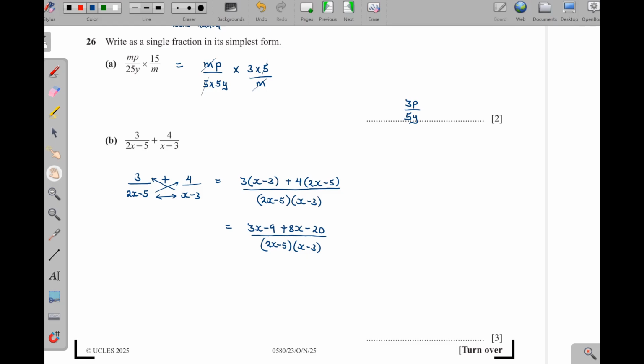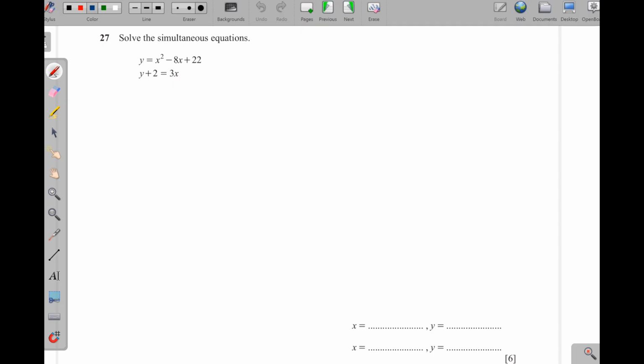So our final answer is going to be 3x plus 8x. Isn't that 11? That is 11x, then minus 9 minus 20, that is minus 29. Then out of this is 2x, then minus 5, and then this one will be x minus 3. And that is that. Question 27, solve the simultaneous equations.